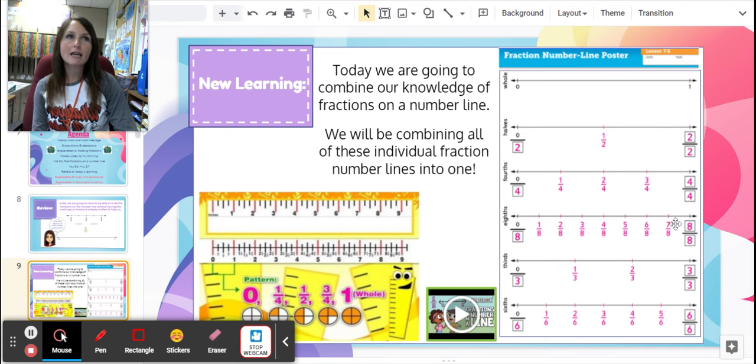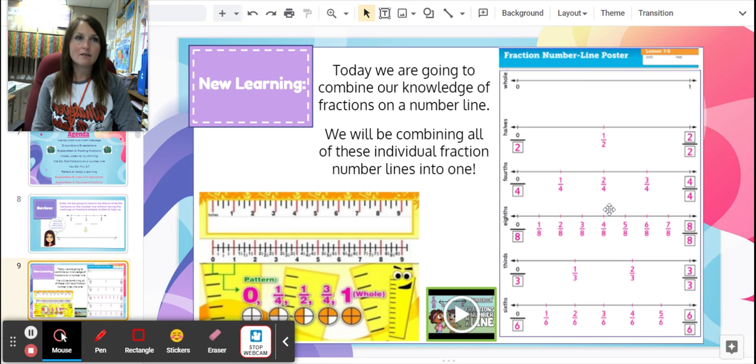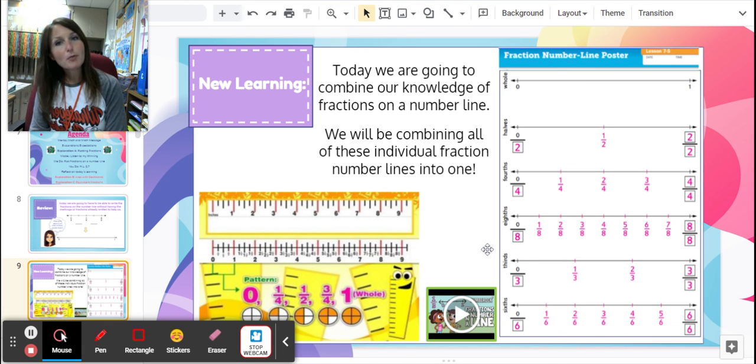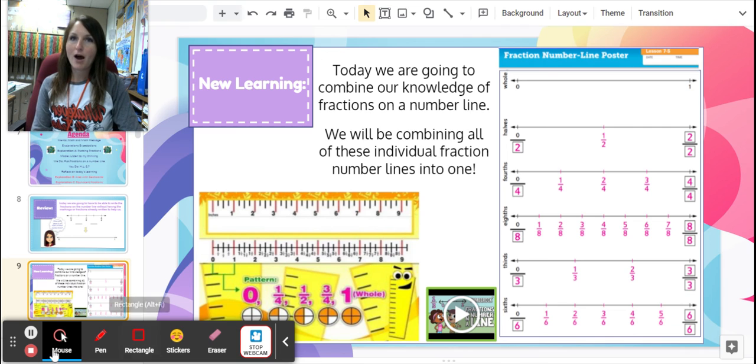So our new learning today is going to have you try to combine not just knowing the halves or the eighths by themselves, but thinking how all of these fractions go together, like on a ruler. See how it's halves and fourths and eighths, right? So we're going to combine all of them and try to shrink them into one solid number line with all these fractions. Okay, I'm going to pause here and I'm going to come back and model how I can do that.